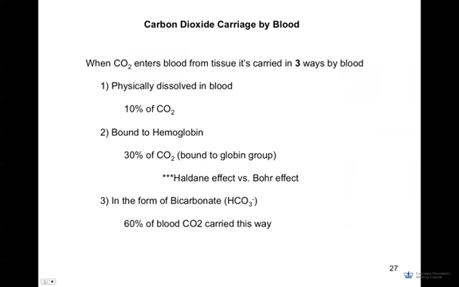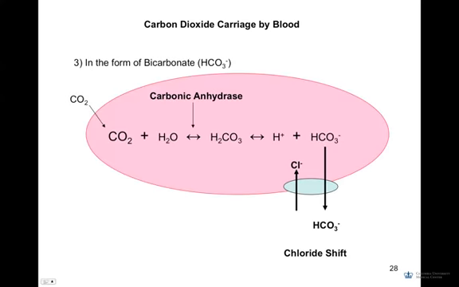The last form in which we see carbon dioxide in the bloodstream is in the form of a weak base called bicarbonate, which also can form a weak acid called carbonic acid. Okay? And 60% of blood CO2 is carried in this way. Now, CO2 has to enter blood cells and interact with a particular enzyme in order to form bicarbonate and carbonic acid. Okay, so let's look at what that looks like.